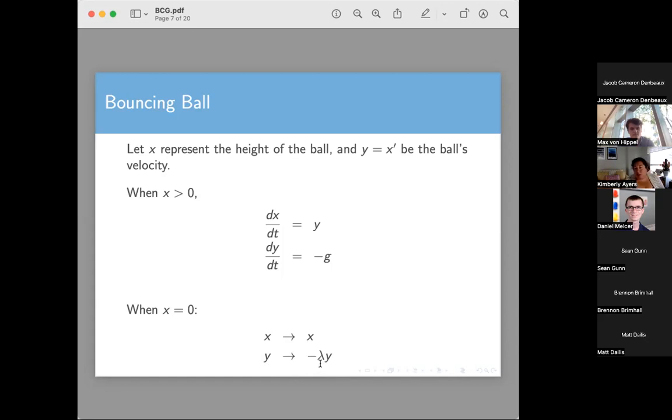And depending on your model, you can include a lambda there, which is some kind of loss of capacity of the system, right? If you want to represent the ball eventually losing height as it goes, maybe it loses some energy as it goes into the ground. So you could let lambda be some positive constant there, or if you wanted an infinite bouncing ball, you could let lambda be 1 there.